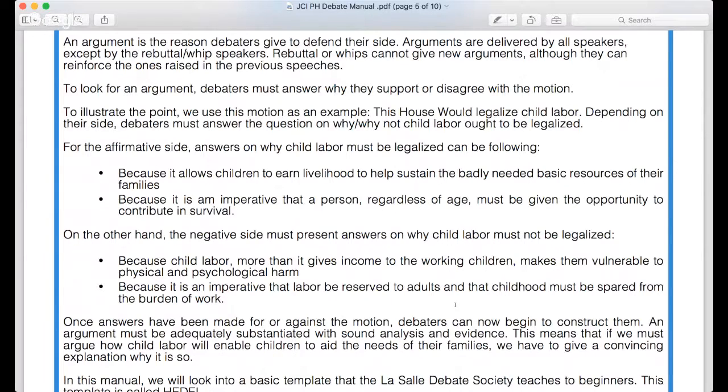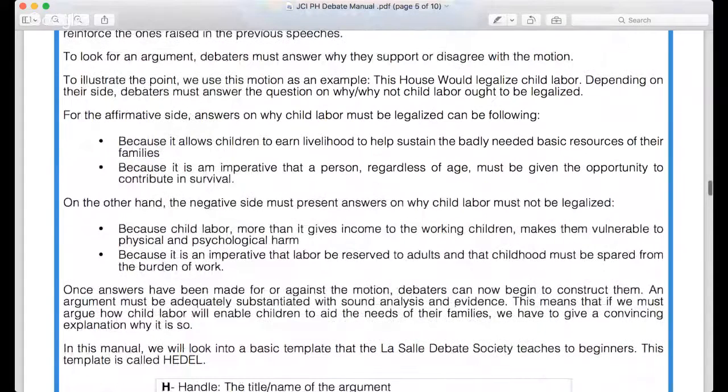Once answers have been made for or against the motion, debaters can now begin to construct them. There's a big difference between just identifying an argument and constructing an argument. In debates, you have 5 minutes; in real parliamentary debating, it's 7 minutes. Sometimes it seems too long to speak for 5 minutes, but it's not necessarily the case if you know how to construct the argument properly. In debating, you can't just have wild claims. It's very important to develop the arguments, and we're going to show you why. This is a crucial skill that you can apply in all other aspects of your lives. So what are the parts of an argument, and how do you substantiate an argument?